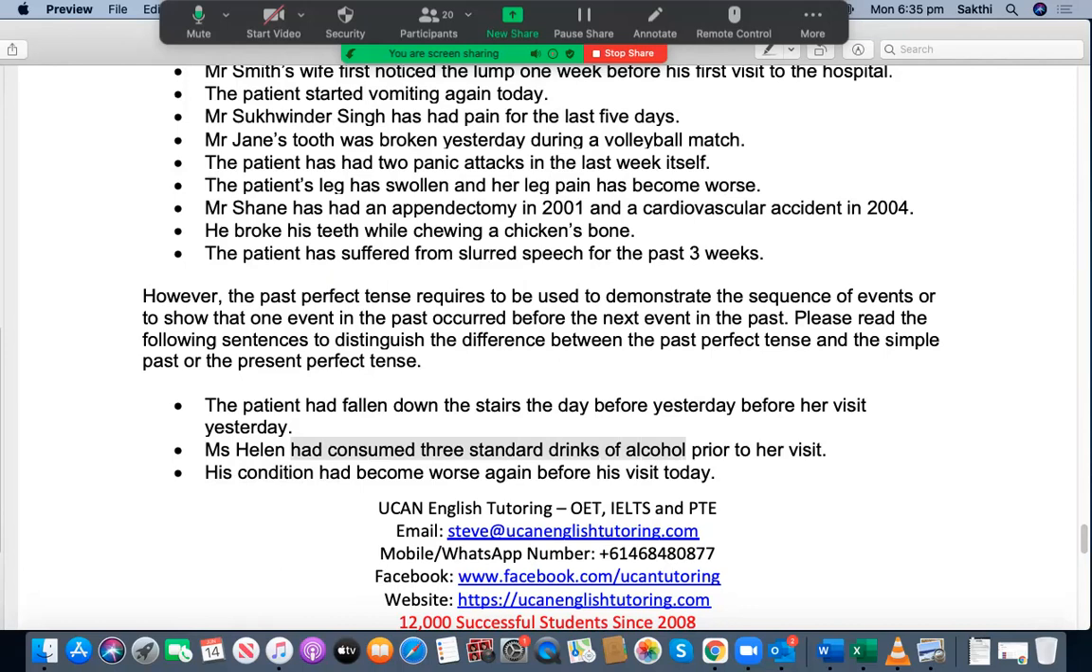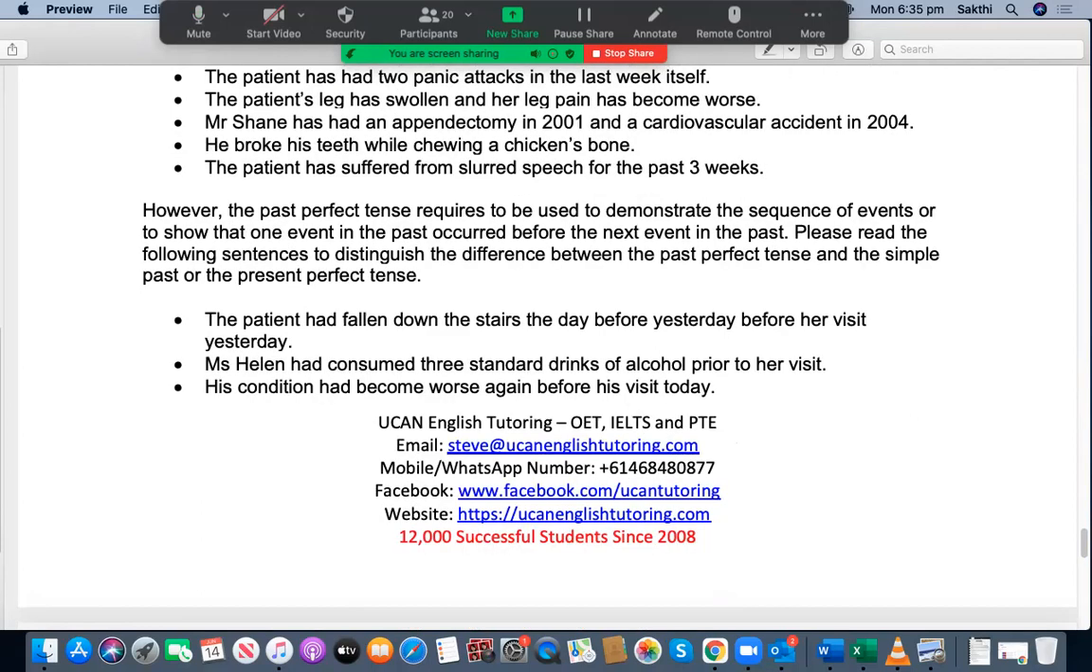Sir, can we use "Miss Helen had consumed 3 standard drinks of alcohol following her visit"? Following her visit is after that. Prior is before that. So you can't use that, I mean, you can use "she had consumed" if it occurred in the past perfect tense. That's all right. You can use that.